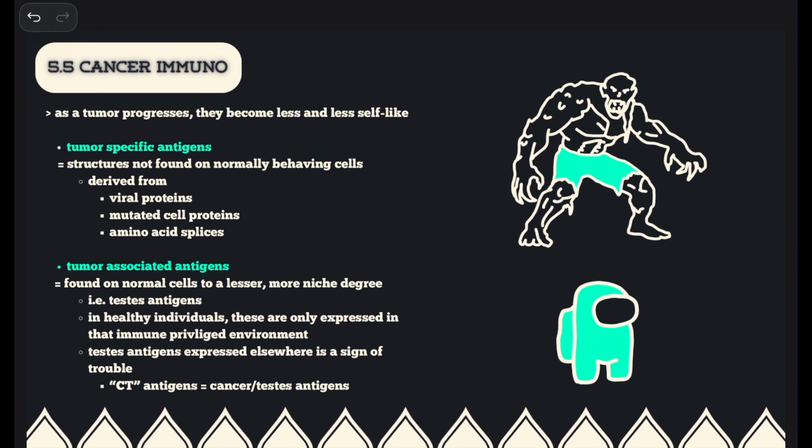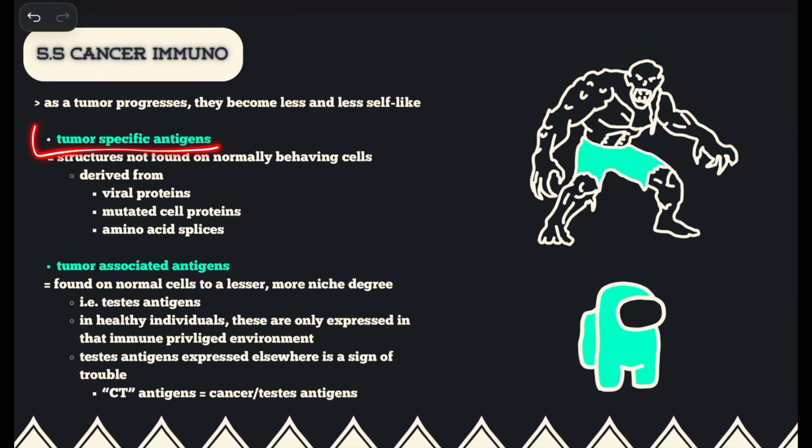Okay. Then we have tumor-specific antigens and tumor-associated antigens. So they sound very similar, but let me break down the difference because it's important. Tumor-specific antigens are structures just not found on normally behaving cells. So not related to cancer, but viral proteins. If something is infected my cell, and now I have like a COVID spike protein popping off my cell, well, my immune system is going to say, hey, what the heck is that? Mutated cell proteins, that's more so cancer.